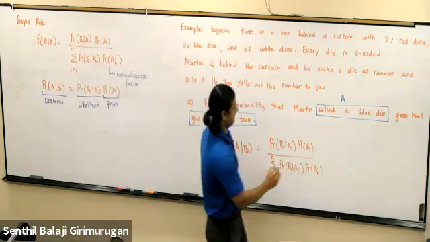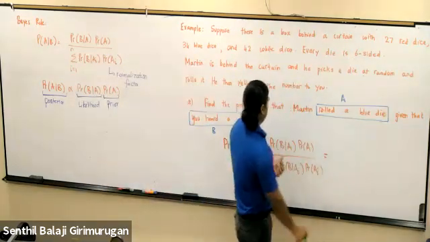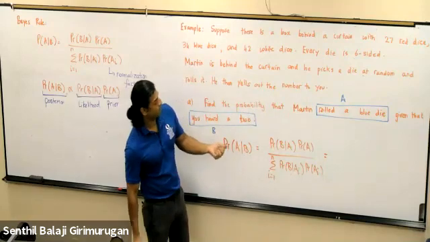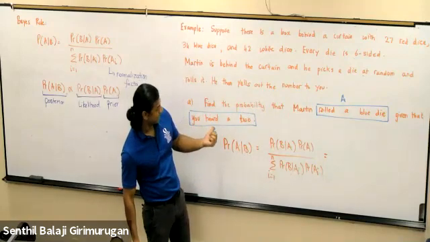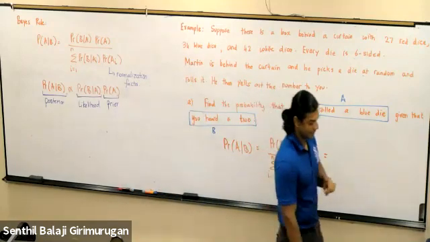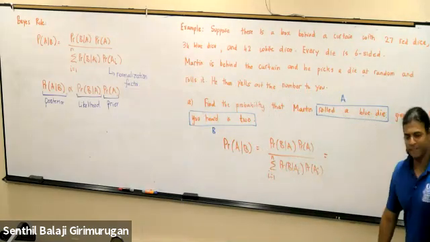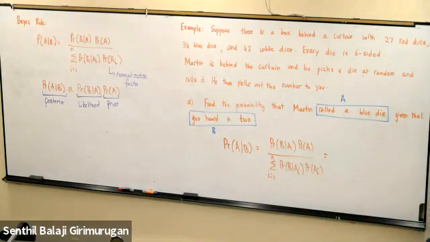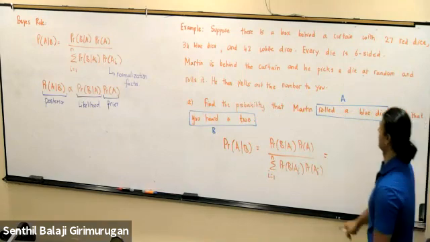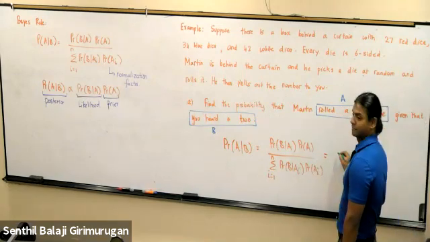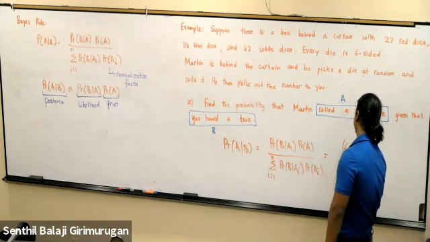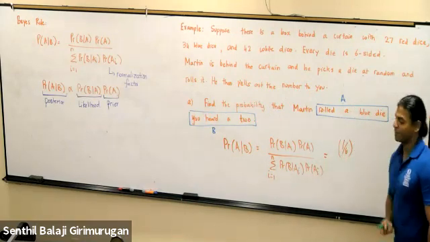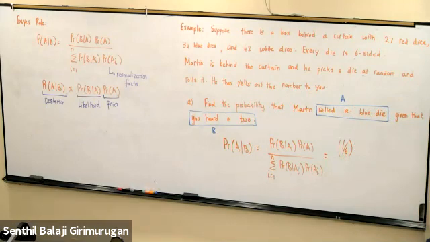So the numerator would be the probability that you get a 2, given that it is a blue die. Well, does it matter? That bit of information here, it's still 1/6. What is the probability that you pick, that Martin picked the blue die?